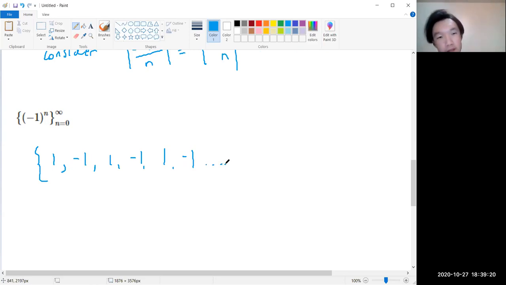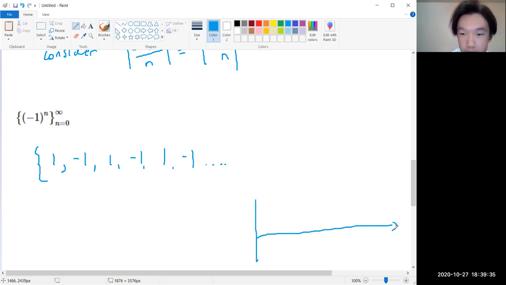All right. So based off of that, do you guys think you have an answer for whether this converges or diverges? If we were to draw a graph for this sequence, it will look like this. So you have 1, -1, and then 1, -1, then 1, -1. So it looks like that. Is it converging towards any number, or is it just doing something else?